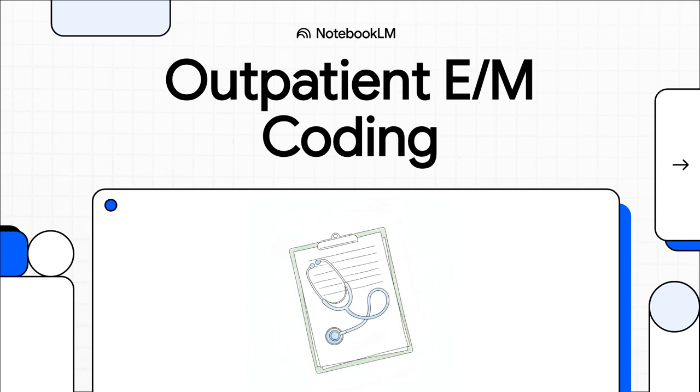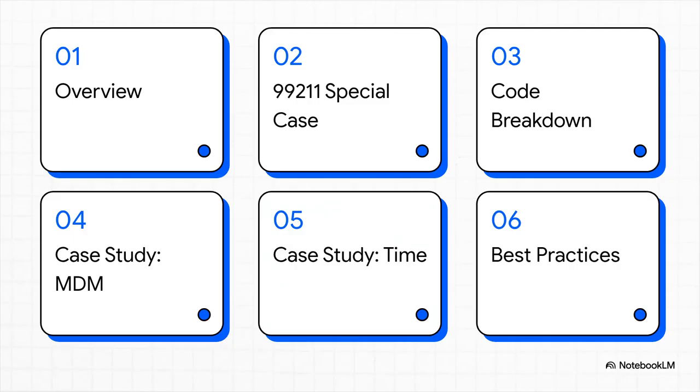In part 10 of our Explainer series, we're diving deep into office or other outpatient services. We're talking specifically about mastering the 99202 through 99215 code families. By the time we wrap up our breakdown and run through a couple of real-world case studies today, you're going to be picking that right level of service with absolute confidence. Okay, let's dive into this.